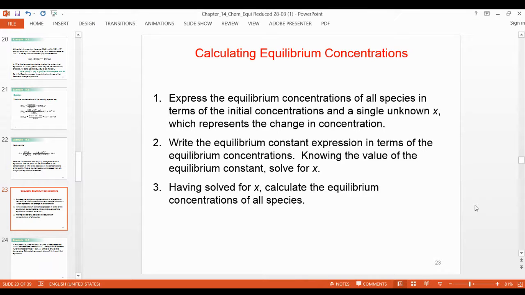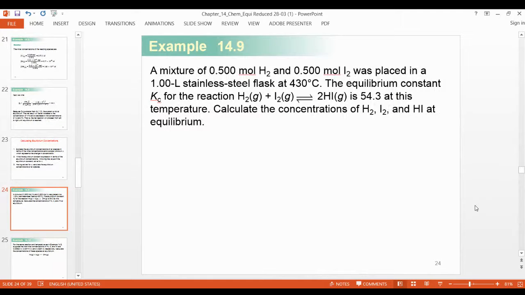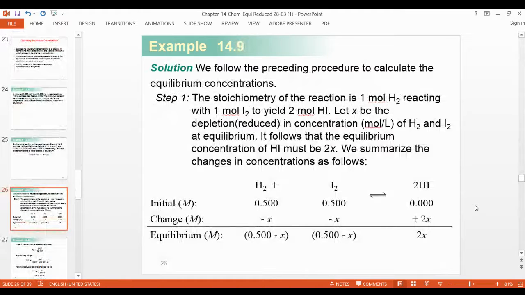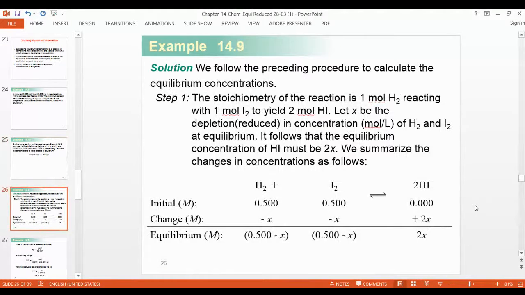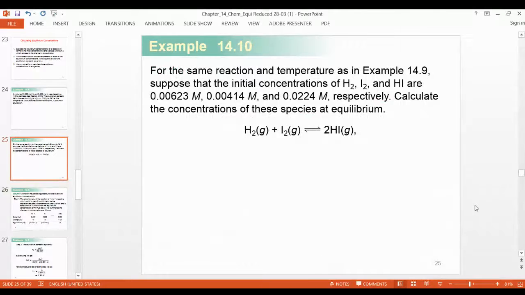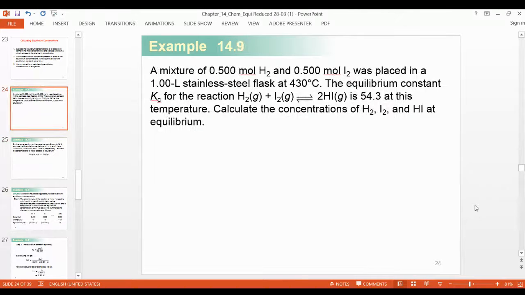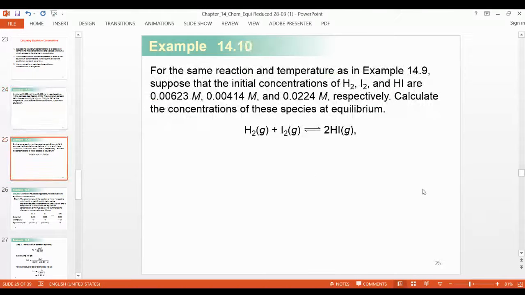So you have to use the ICE table. You remember the ICE table? I already showed you that. I will show you the ICE table here.